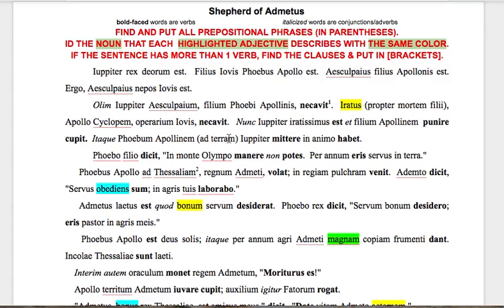Let's look for one more prepositional phrase. I see one on the very next line. It begins with in.